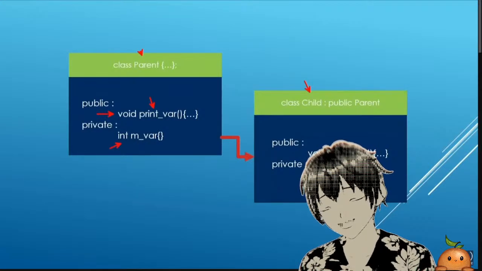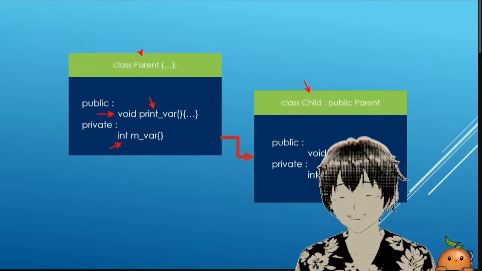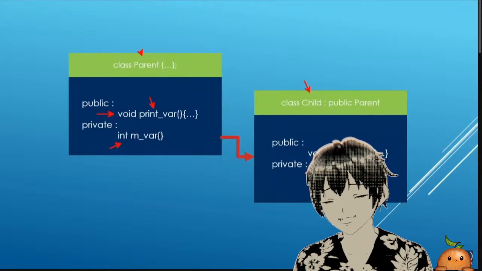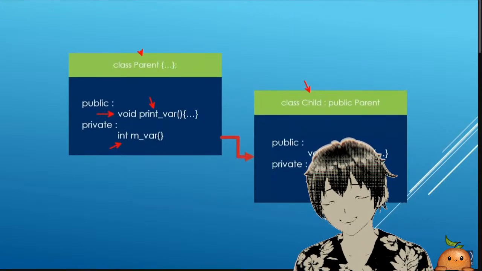Type int. C++ is going to allow this. Now, the problem is, if you create an object of child, which method will be called if you call printvar?